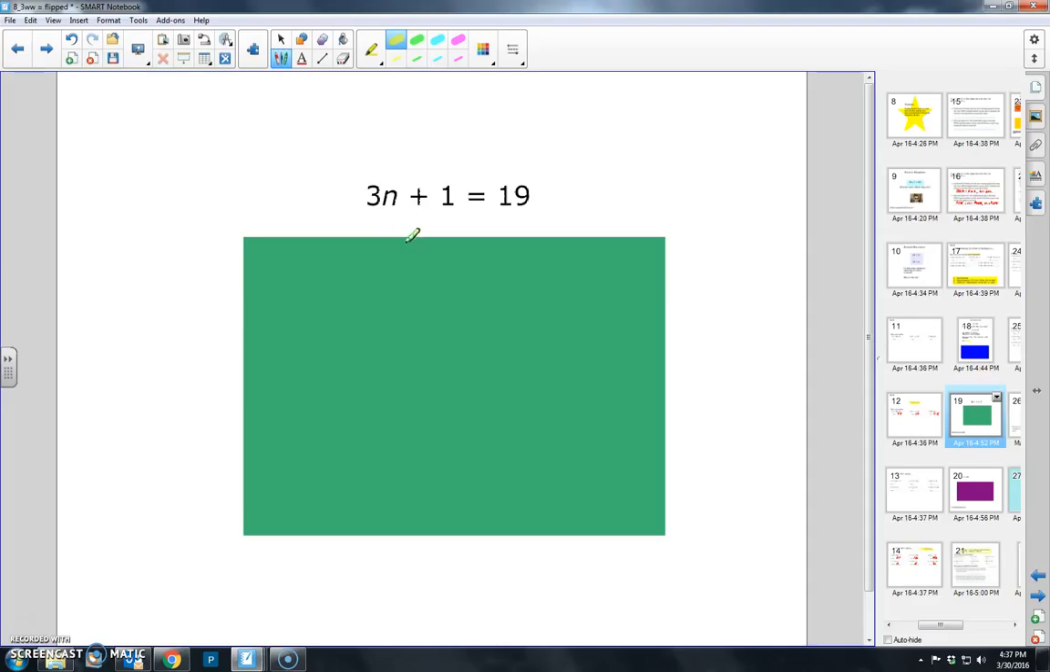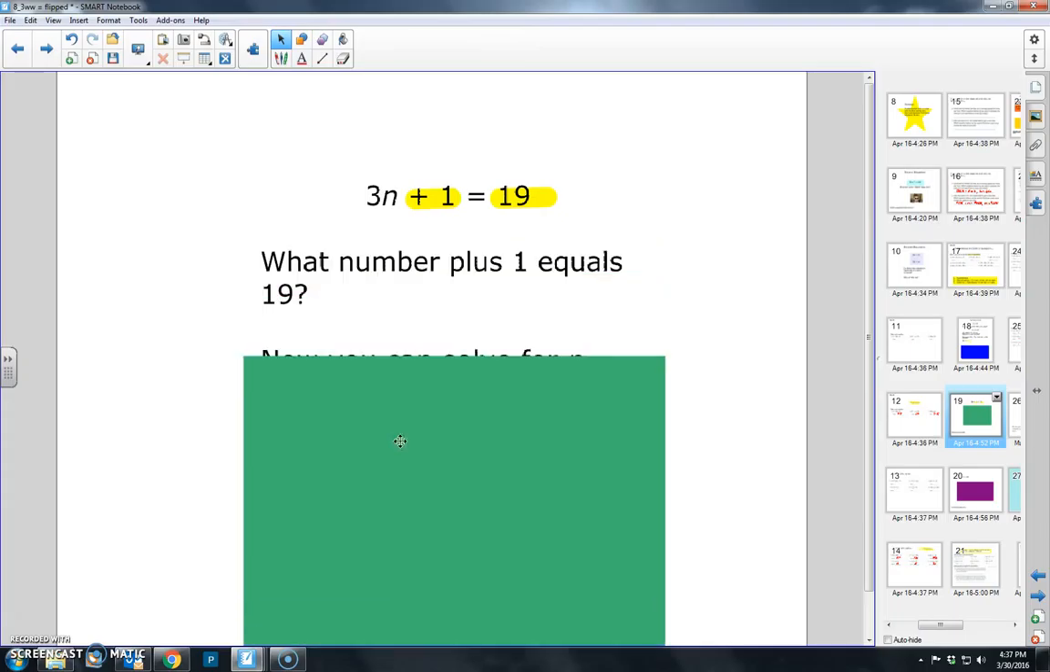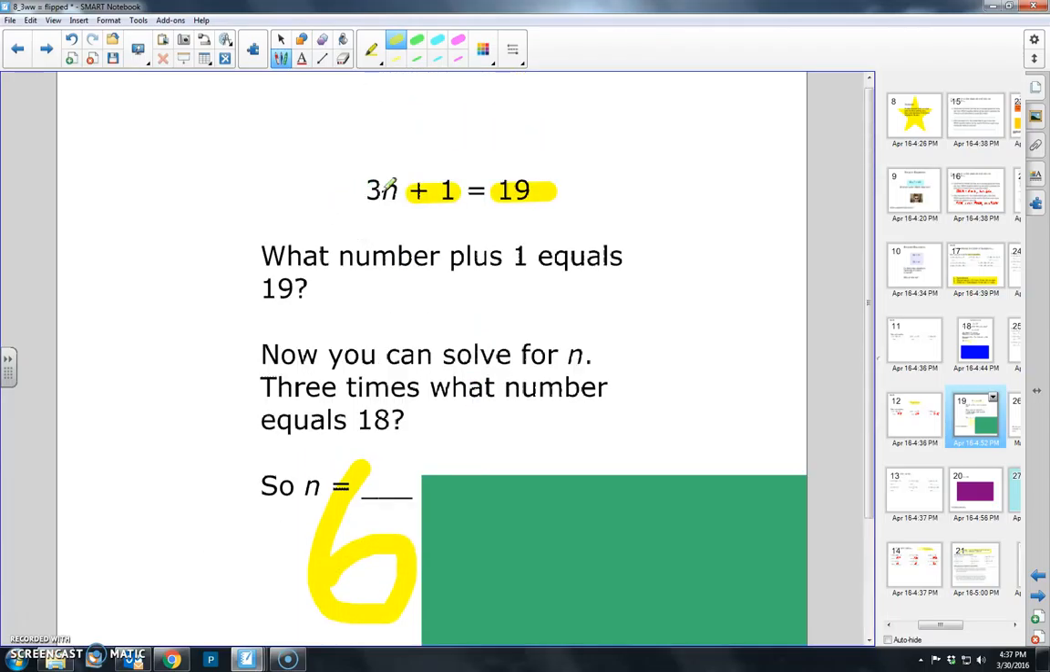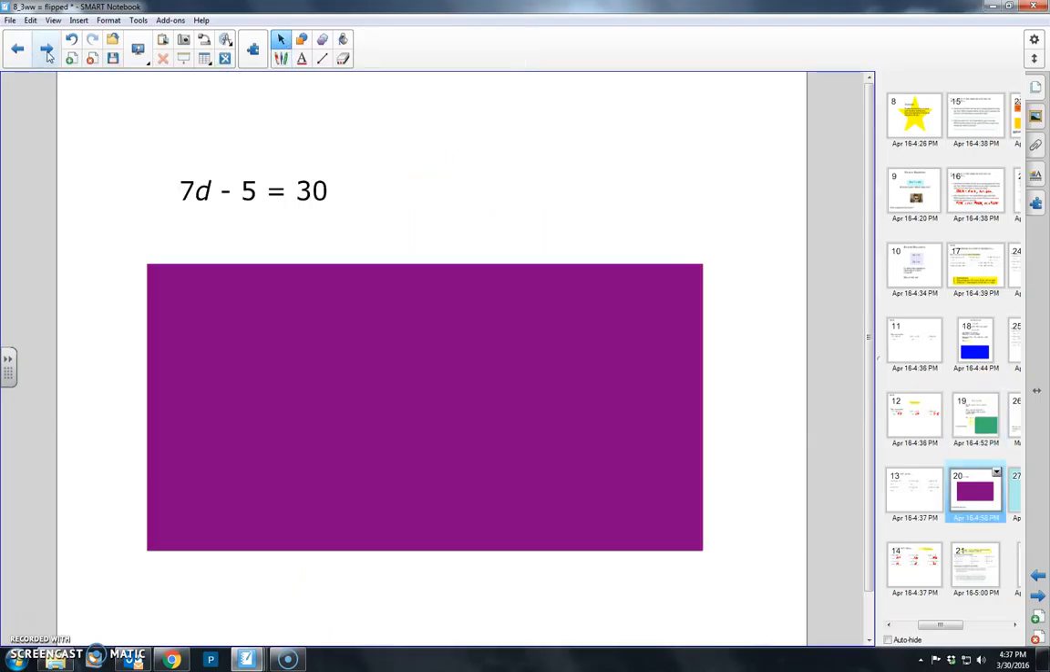Go ahead and pause. Think about it. What helps me out is if I do this. If I have a plus 1 right here, if I subtract 1 on that side, I subtract 1 on this side. So now I have 3n equals 18. N is going to equal 6. N equals 6. Put a big 6 right here. Let's check our work. 3 times 6 is 18, plus 1 is 19. Nice job.